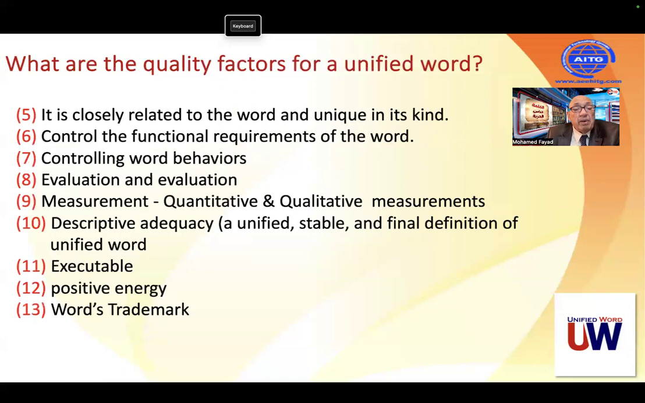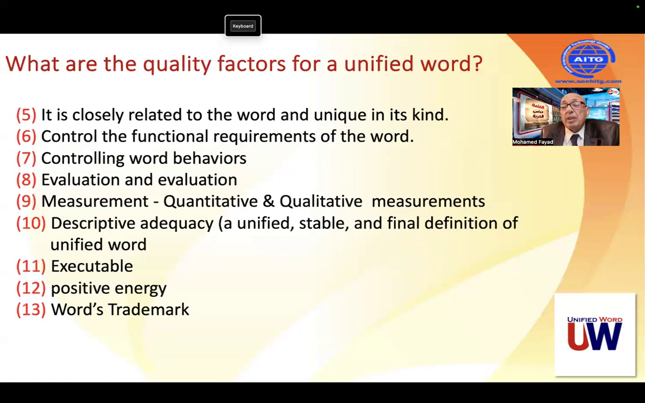So this is number 5. It's a closely related word and unique in its kind. It means you cannot just take a bunch of concepts and put them into a system. This doesn't make any sense. And most likely, if we build a system based on concepts, you collect many different concepts that have no relationship to each other.